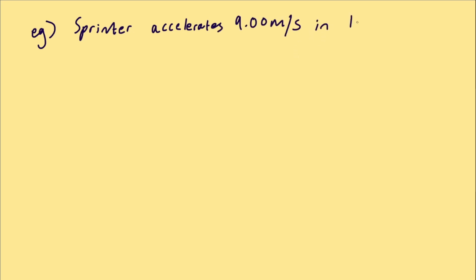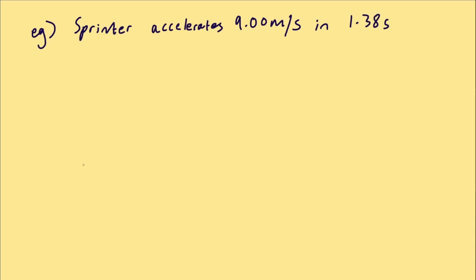I'm going to give you an example to solve on your own. You have a sprinter running a race, and he accelerates to a speed of 9 meters per second in 1.38 seconds. What is the average acceleration in meters per second squared? Go ahead, pause the video, and try to solve it.